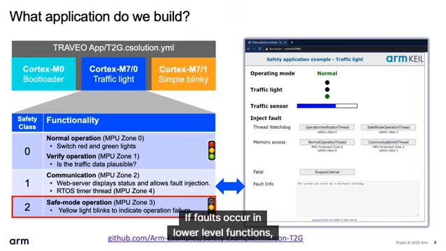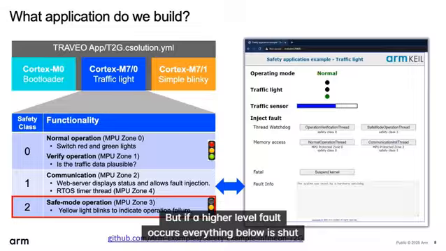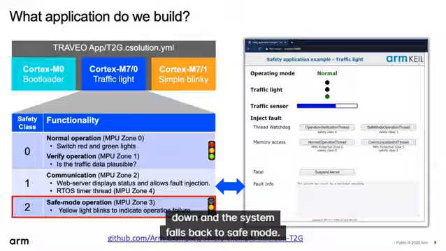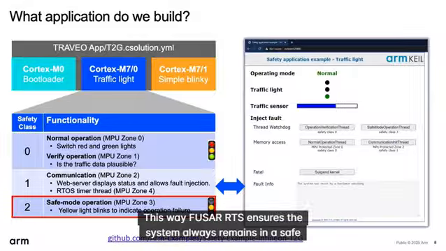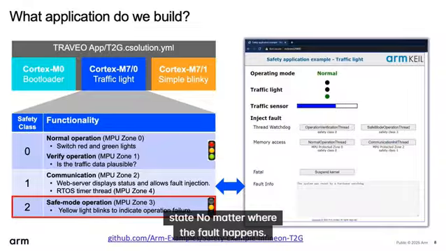If faults occur in lower-level functions, only those threads are suspended. The rest of the system, like communication, continues. But if a higher-level fault occurs, everything below is shut down and the system falls back to safe mode. This way, FuSa RTS ensures the system always remains in a safe state, no matter where the fault happens.